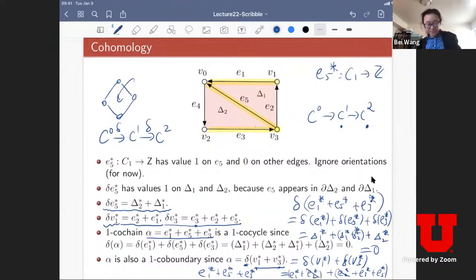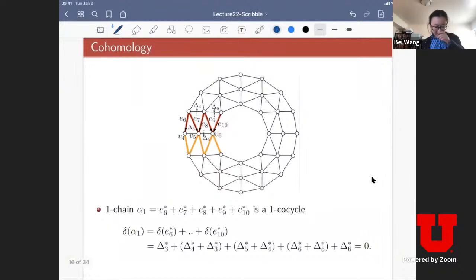Okay, let's move on. Now let's look at my annuals. Okay, what I'm claiming now is I have this one cochain A1. One cochain A1 is the linear combination of the red edges with a star. So it's basically E6 star plus E7 star plus E8 star plus E9 star and E10 star. This is a one co-cycle.